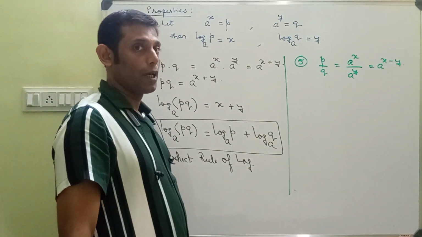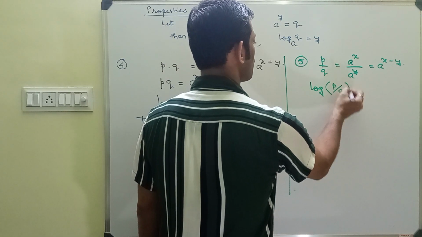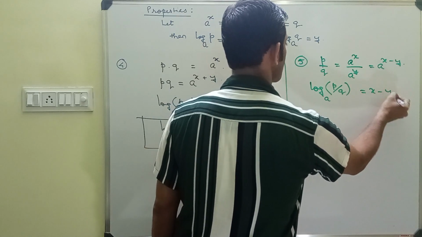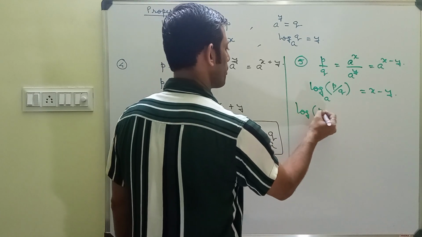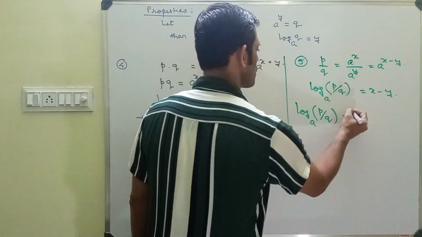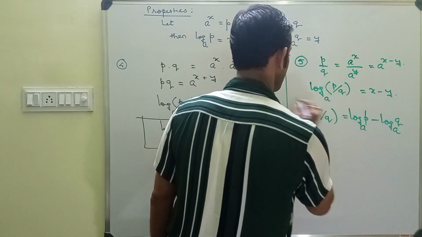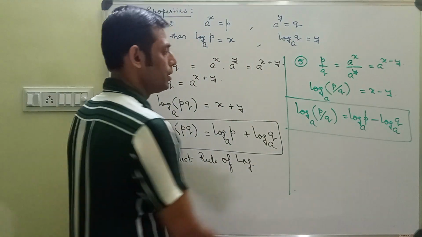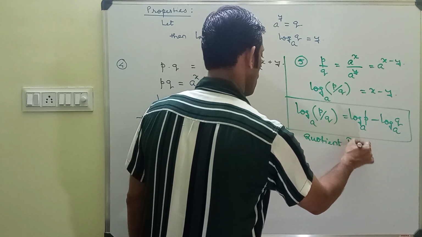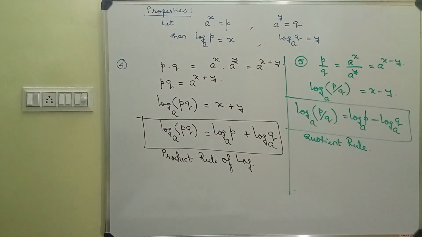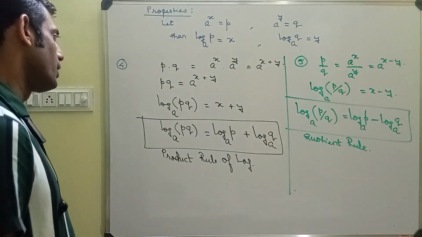Let's convert this to a logarithmic one. That means log of P by Q base a is equal to x minus y. This x and this y will be used still. That means log of P by Q base a is equal to log P base a minus log Q base a. This is called the quotient rule of the logarithms. I hope, dear, you are clear till here. Let's go ahead.